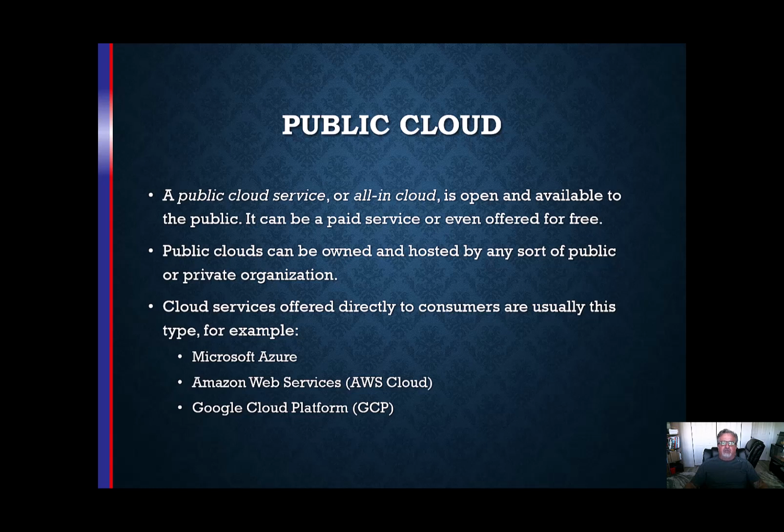Now, public clouds, who can own them? Anybody. Doesn't matter whether it's a public or a private organization. Anyone can own a public cloud. It's not about the ownership being public or private. It's about the data and the services being available to the public or not being available to the public. That's really what it is.